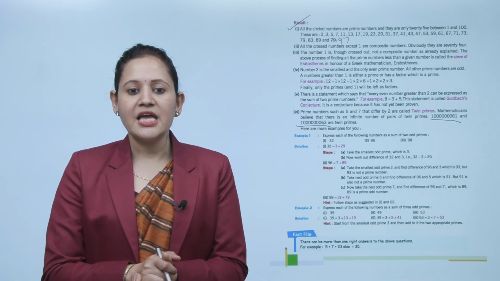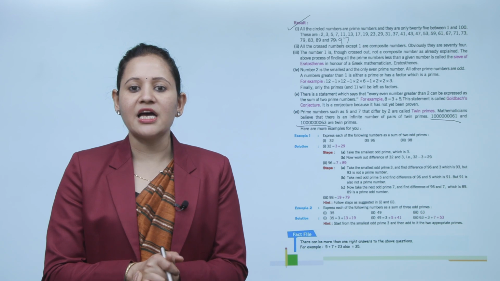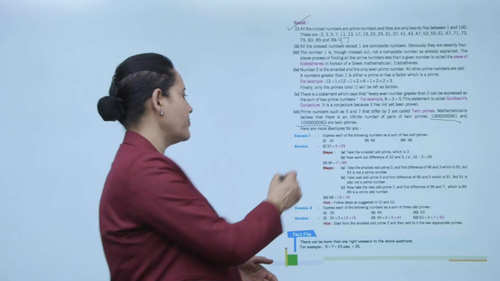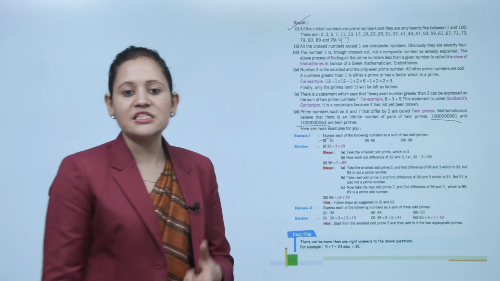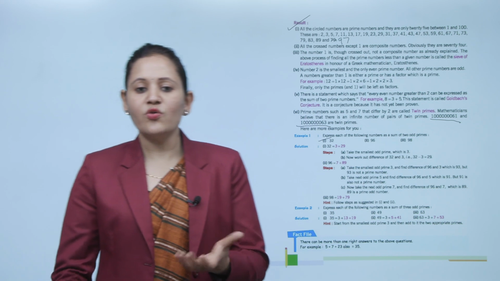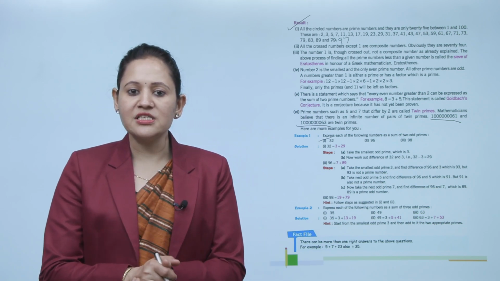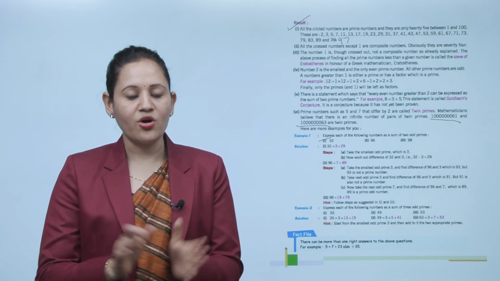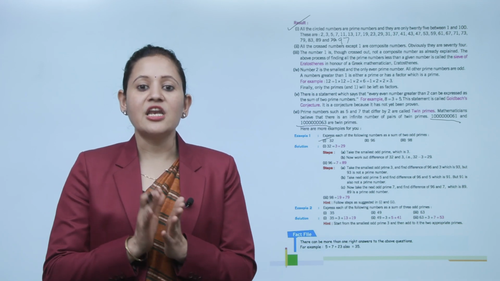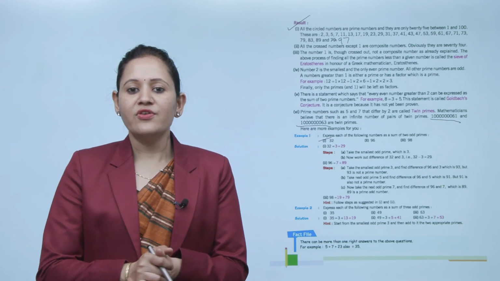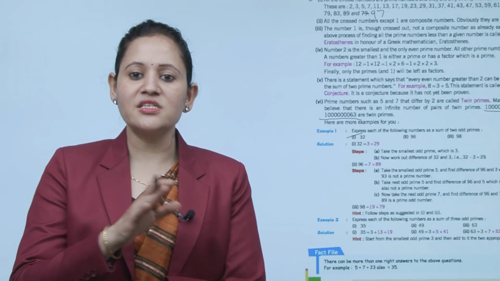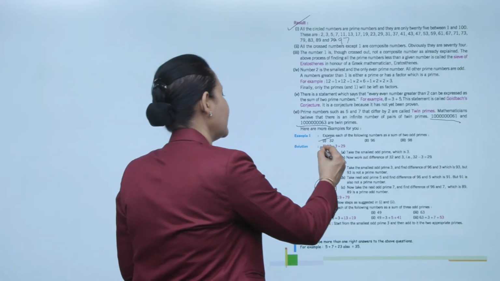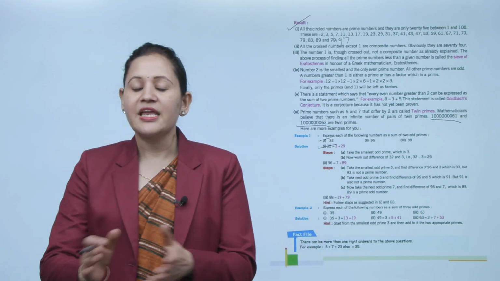For example, express each of the following numbers as the sum of two odd primes. First is 32. So, 32 can be written as 3 plus 29. What will we do to find this? Take the smallest odd prime, which is 3. Odd prime liya humne, that is 3. Now work out the difference of 32 and 3. So 32 minus 3 is 29. 29 is also a prime number. So 3 plus 29 is 32. Clear?